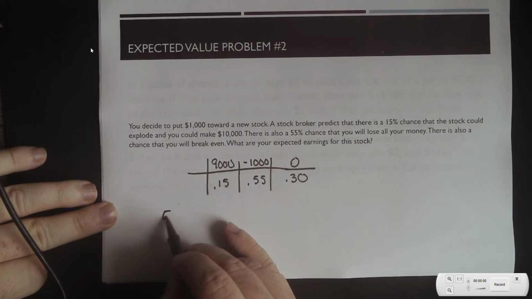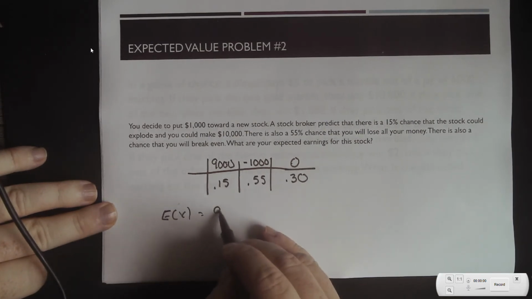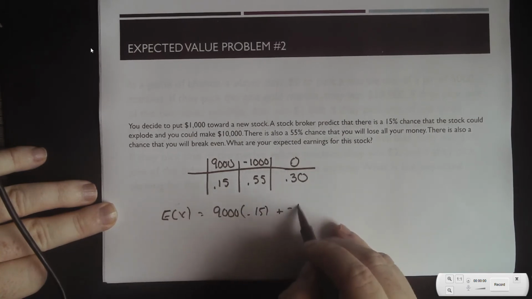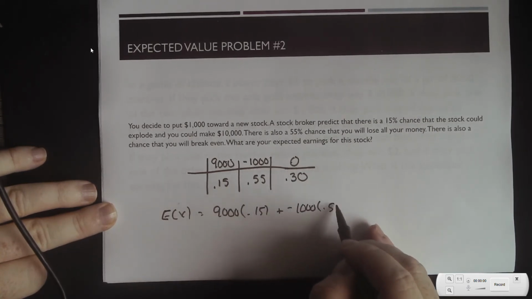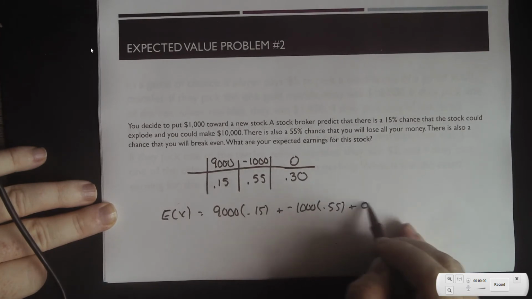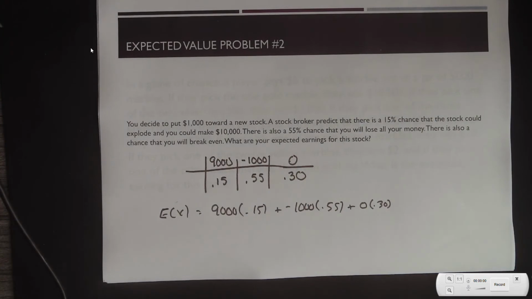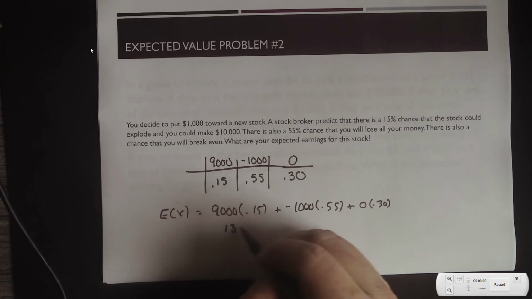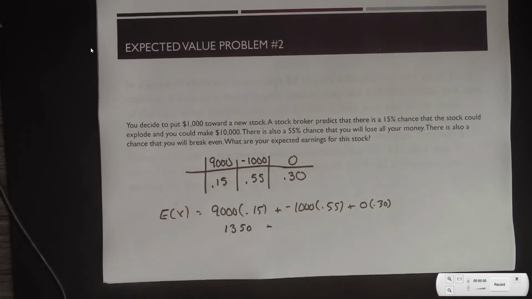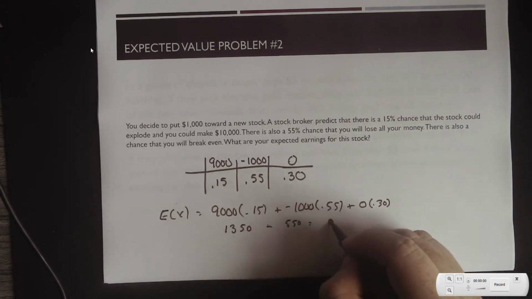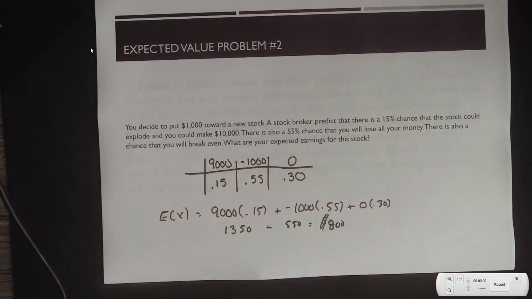And so my expected earnings are 9,000 times 0.15 plus negative 1,000 times 0.55, and really this last one's negligible. Again, it's just going to be 0. So if I do the quick math on this, I'm going to get 1,350 minus 550, and that's going to give me $800. So on average, I should expect to earn $800.